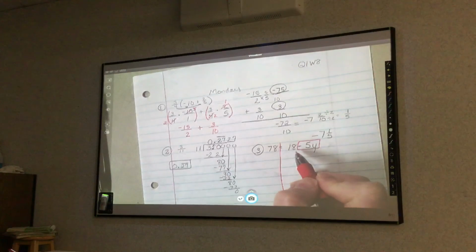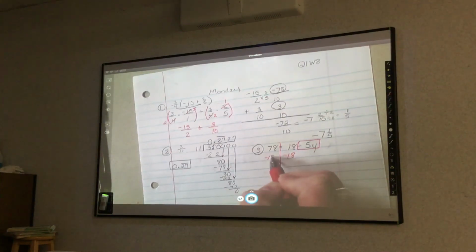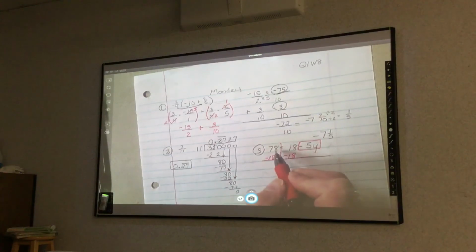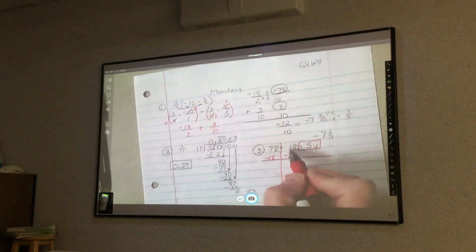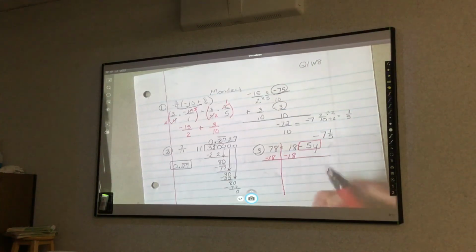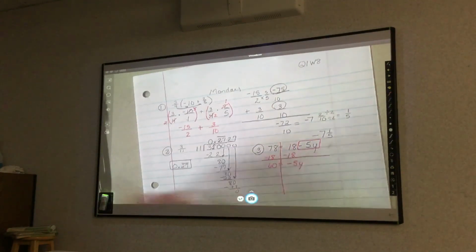So now how do I get 18 over that? Subtract 18 to get it over to the other side, because it goes across that magical line. Why would you subtract? Because this is like a positive. And the opposite of a positive 18 is a negative 18. And when you have a negative, it's also like subtracting. So 78 minus 18 is 60 equals negative 5y.